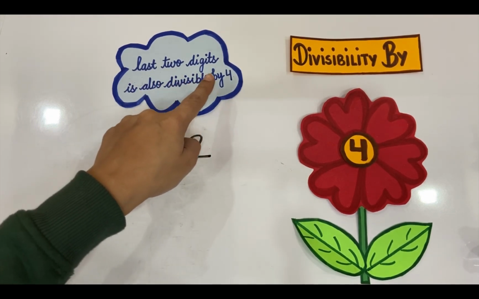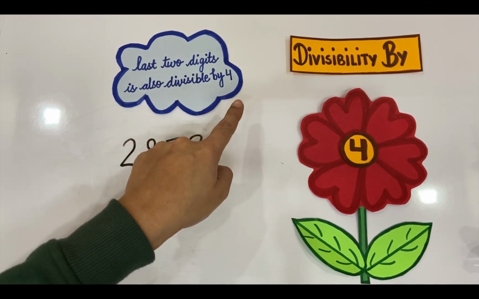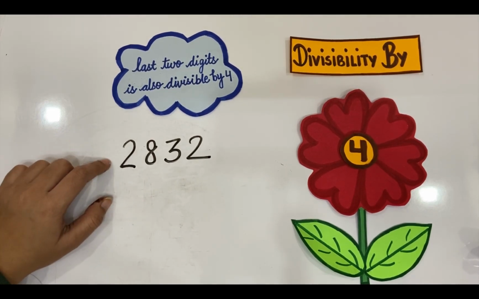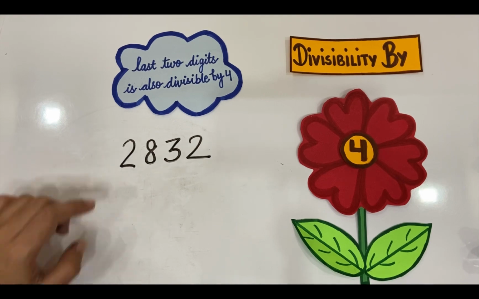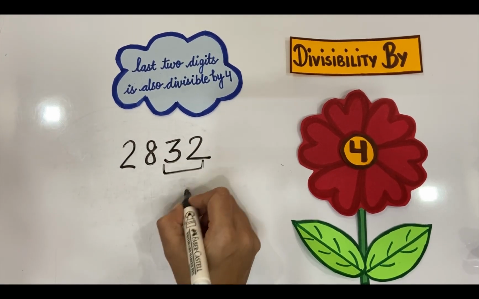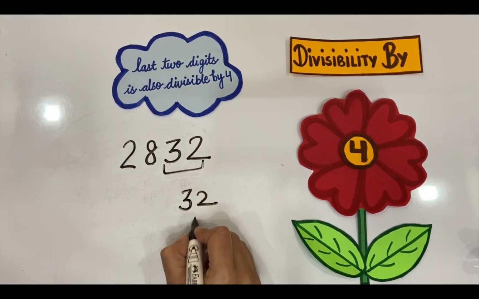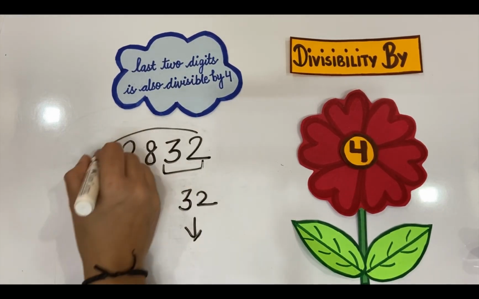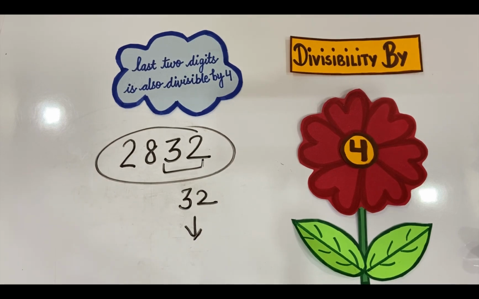Now let's find divisibility by 4. If the last two digits are divisible by 4, then the whole number is divisible by 4. So let's take an example, 2832. Last two digits are 32. 32 comes in the table of 4. That means it is divisible by 4. So the whole number is divisible by 4.